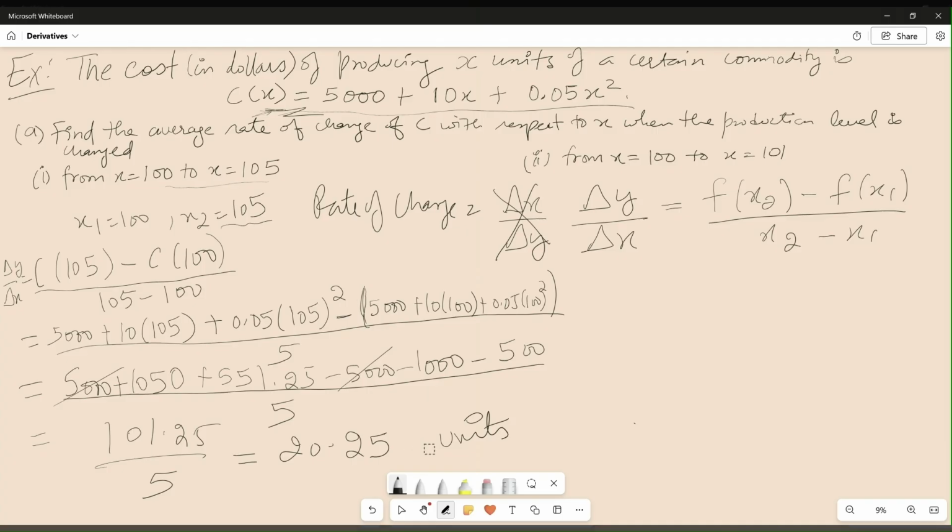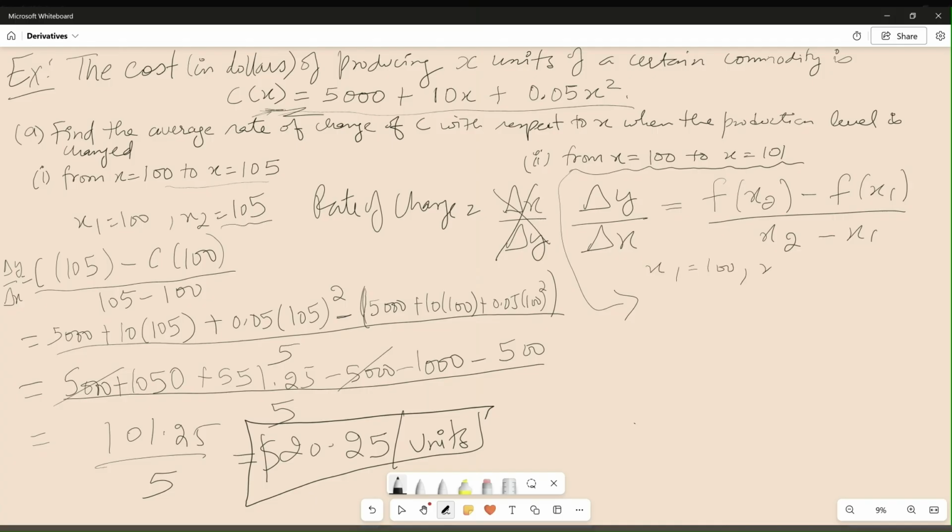Okay, it's better to add the dollar sign at the front, right? Dollar sign per unit. And the same goes for this one. When it changes from 100 to 101, what is the average rate of change? Please try this, just the same thing. Plug in the values here, where x1 is equal to 100 and x2 is equal to 101, and use the same approach as here. I'll just give you the answer for your reference: you will end up with $20.05 per unit for this one.